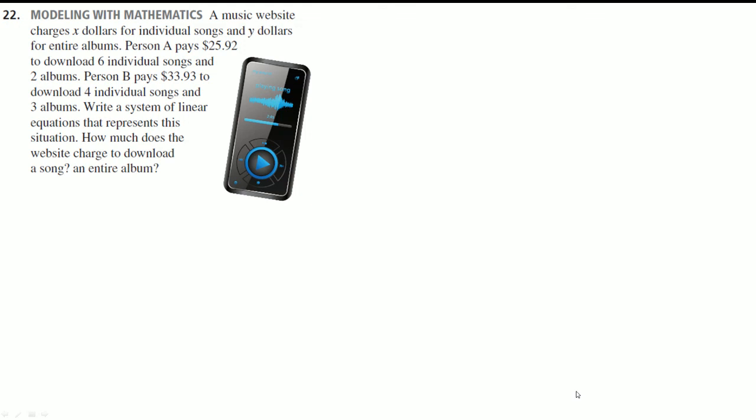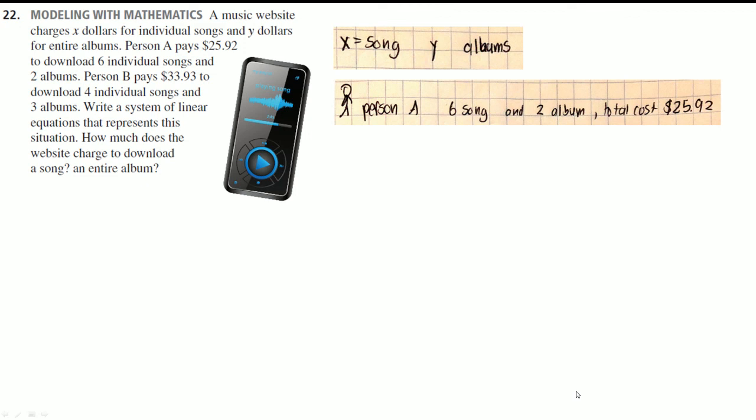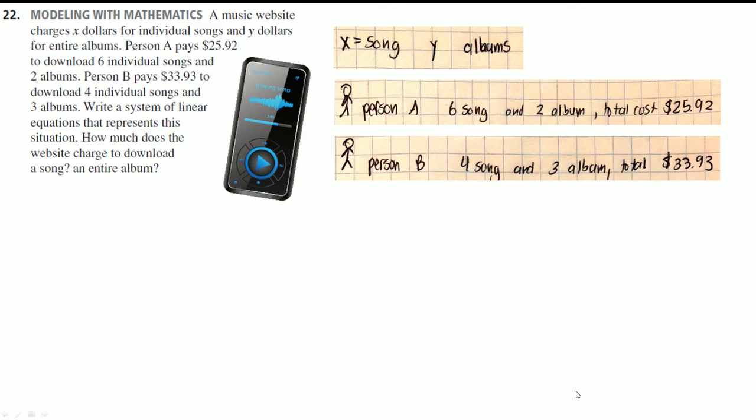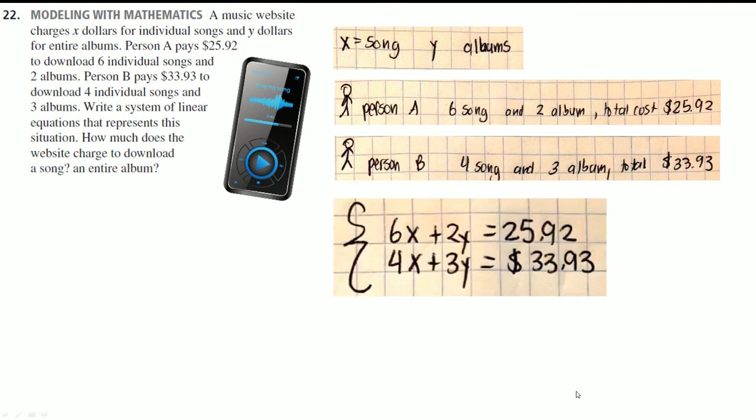22. You can read the scenario, but x is going to be for song, y is going to be equal to your album. Person A is 6 songs, 2 albums. Your total cost is $25.92. Person B, 4 songs, 3 albums, a total of $33.93. That is how the system looks. 6x because of 6 songs plus 2 albums, 2y equals a total of $25.92. Person B, 4 songs, so that is 4x, plus 3 albums, which is 3y, is equal to $33.93. I didn't end up solving this, but you can do it if you want. But there you go. Those are all your 5.3 homework solutions for solving by elimination.